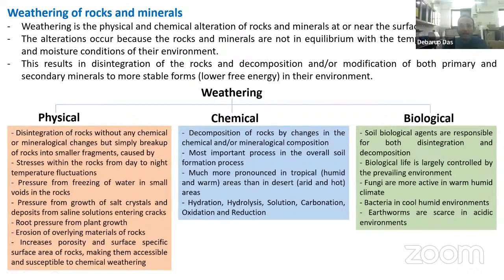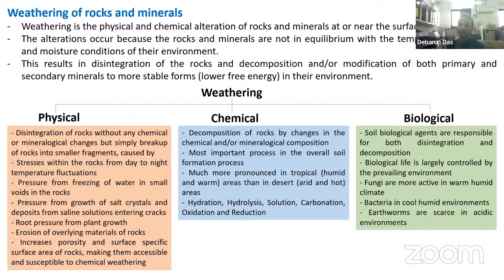So the final part of today's discussion is weathering of rocks and minerals. Weathering is the physical and chemical alteration of rocks and minerals at or near the surface of Earth. The alterations occur because rocks and minerals are not in equilibrium. The rocks and minerals formed during the formation of Earth formed in a condition when the temperature and pressure were much higher than they are now.